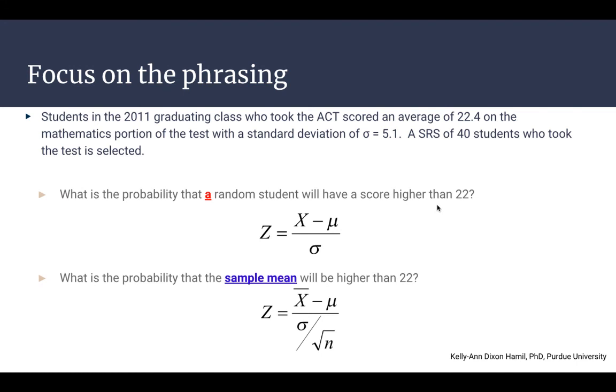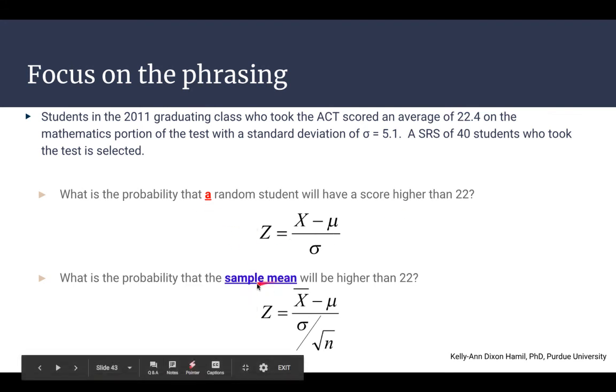So for example, students in the 2011 graduating class who took the ACT scored an average of 22.4 on the mathematics portion of the test, with a standard deviation of sigma equal to 5.1. A simple random sample of 40 students who took the test is selected. What is the probability that a random student will have a score higher than 22? Versus, what is the probability that the sample mean will be greater than 22? So again, you're looking for A, or you're looking for a sample mean.